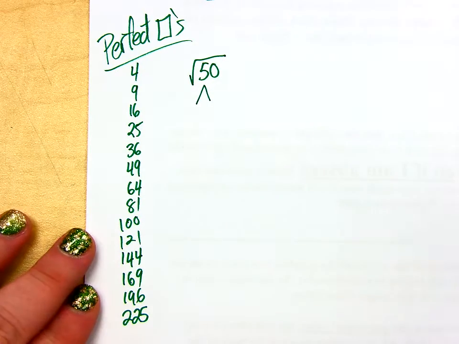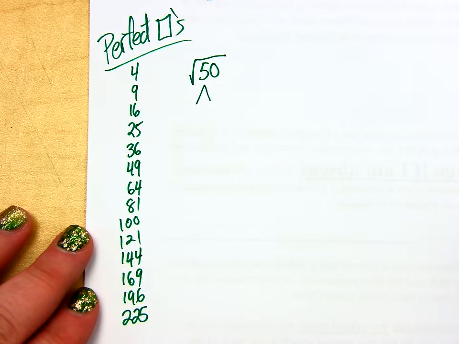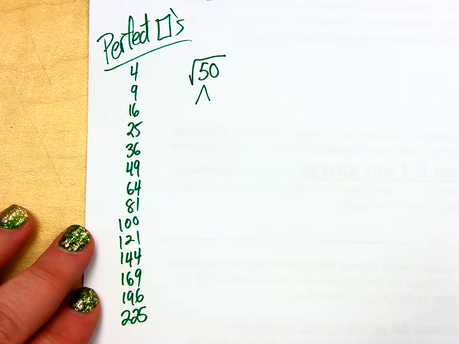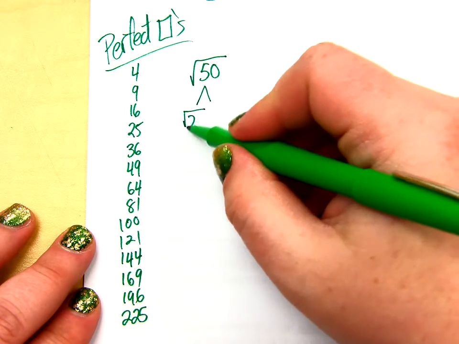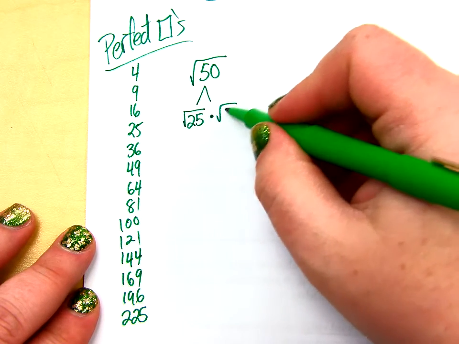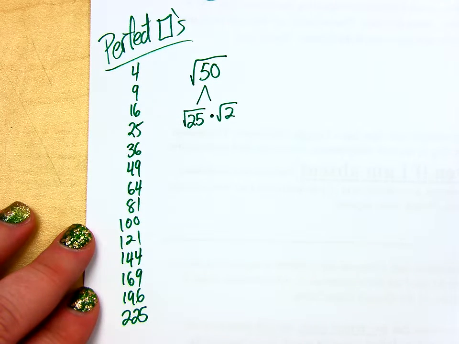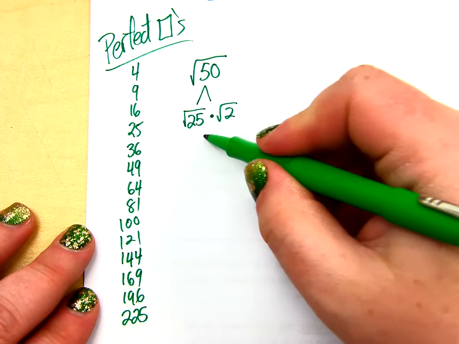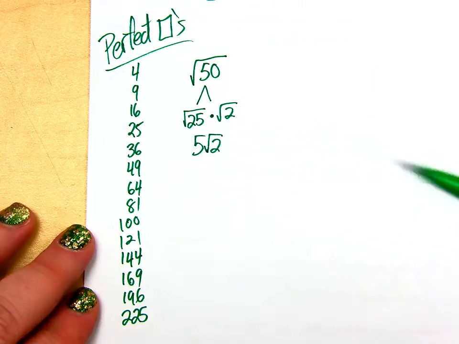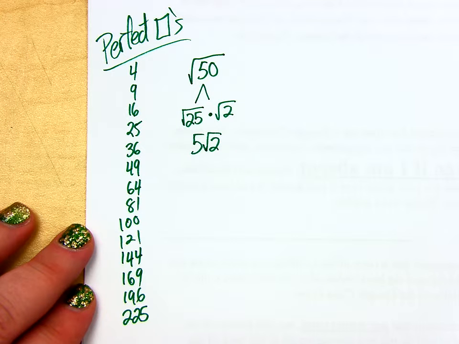So, do you remember what you do to simplify these? You need to look for a perfect square that divides evenly into your number. Preferably the largest perfect square in this list that divides evenly into 50. What would it be? 25. So I split this up into the square root of 25 times 2, because 25 times 2 is 50, right? But look how nice this is. I know the square root of 25, it's just 5. So I get 5 root 2. That's how you say that out loud, 5 root 2.